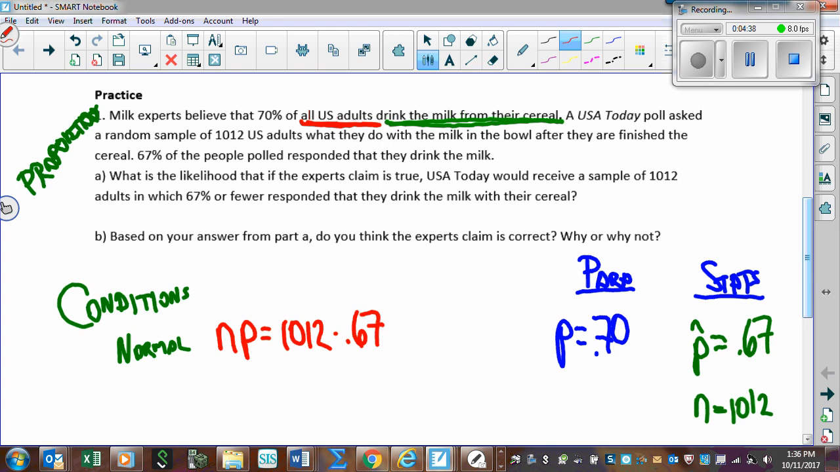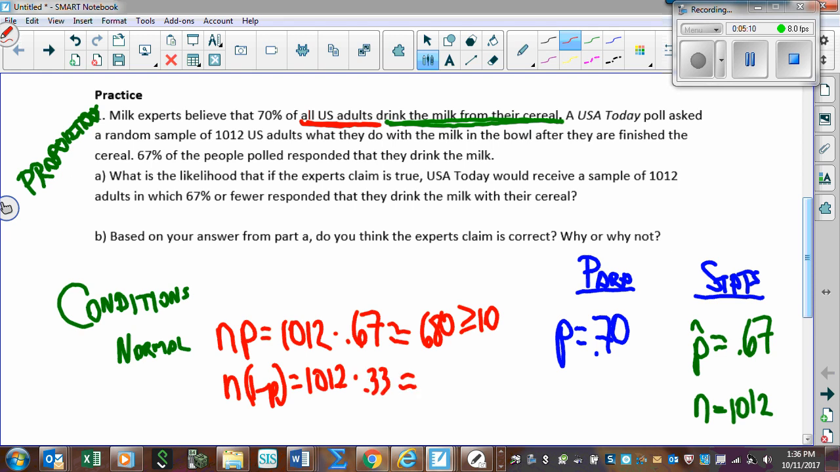And so that's going to be about 670, 680. I calculated, and so it's about 680. And that is greater than or equal to 10. Our n times 1 minus p, in other words, 1,012 times 0.3, 1 minus 0.7 is 0.3.